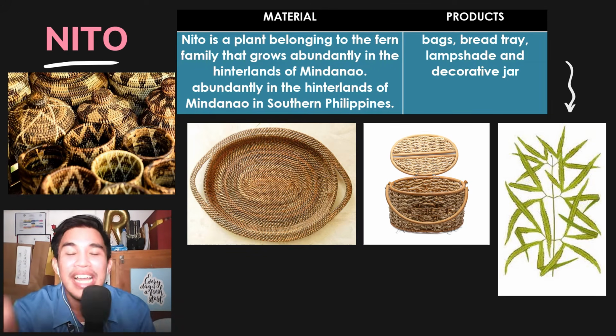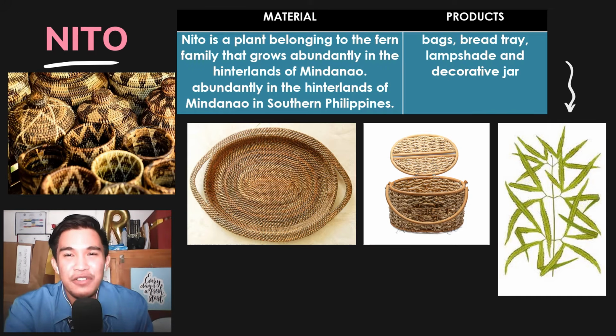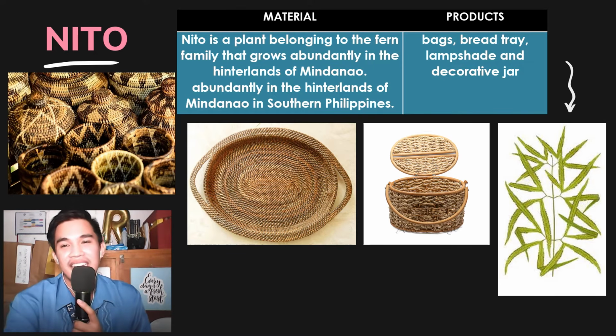Kaya, di ba, I know nakakita na kayo ng mga products na ganito. And yung mga products talaga matitibay siya, especially and they are very appealing to the eyes. I don't know, for me, this is very appealing. Tapos, lalagyan siya ng varnish. So, gagaling yung kulay niya. So, example for this are bags, bread tray, lampshade, and decorative jars. Ayan. So, that is nito.